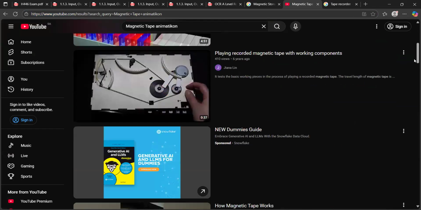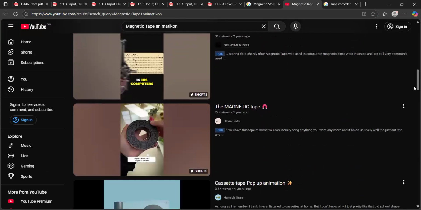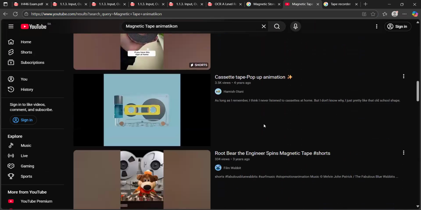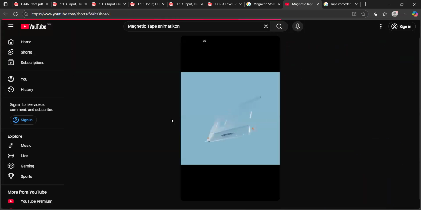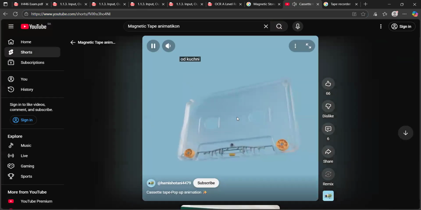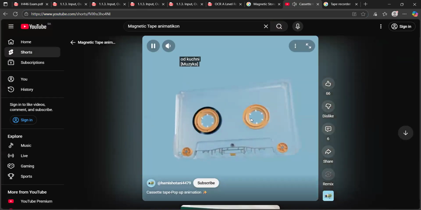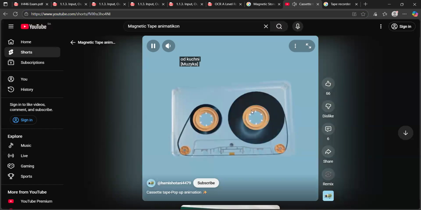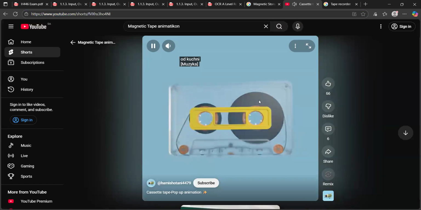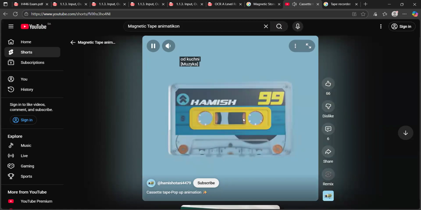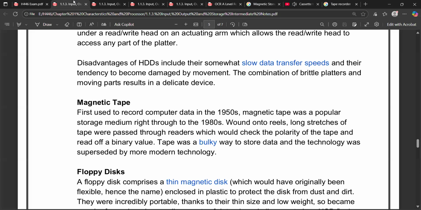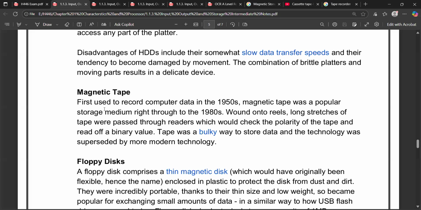When I'm going to talk about these magnetic tapes, they used to be something like this. This is magnetic tape, these are the reels, and on this the data was written, and when it goes from this end to this end, that's how the data was read. So this is about the magnetic tape.